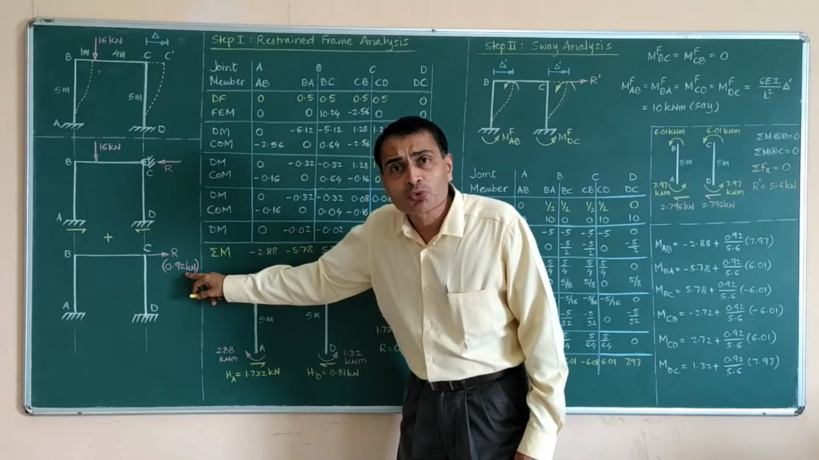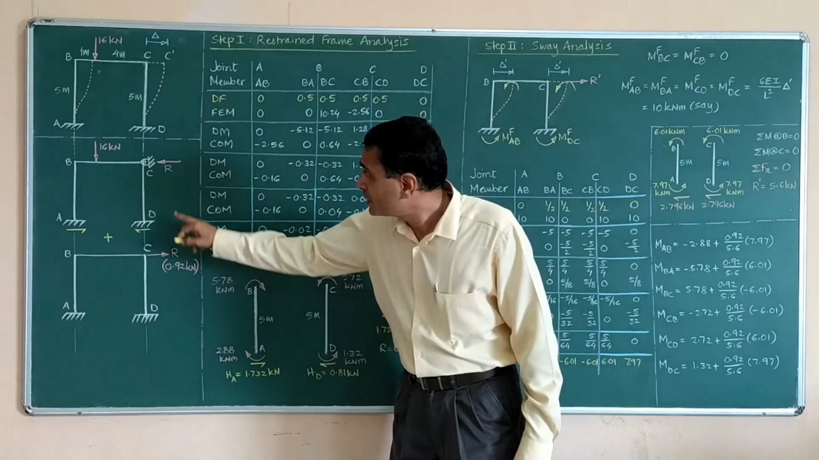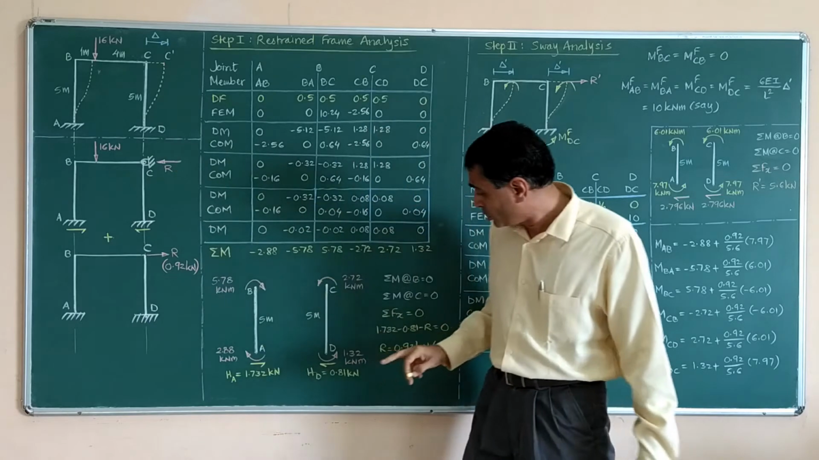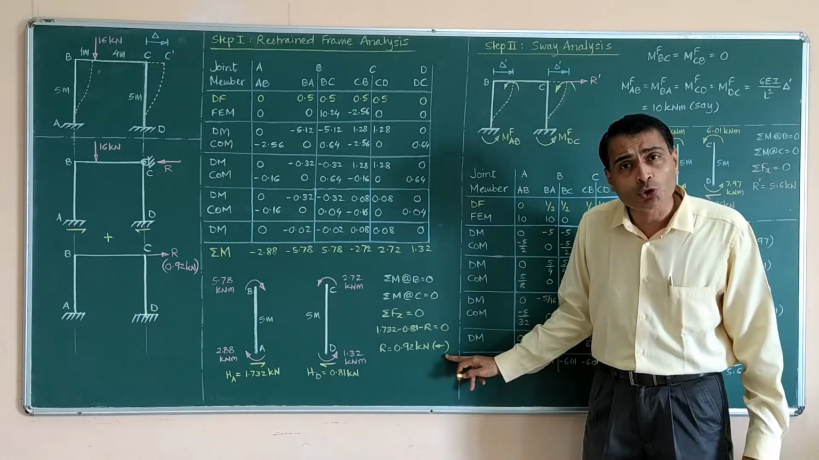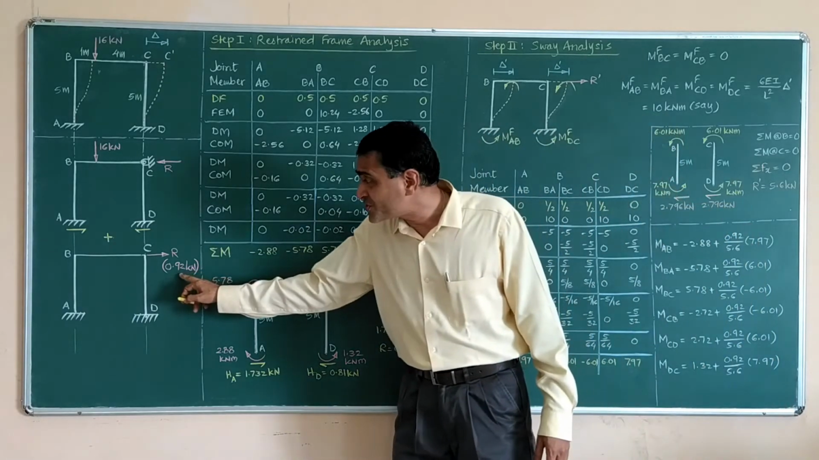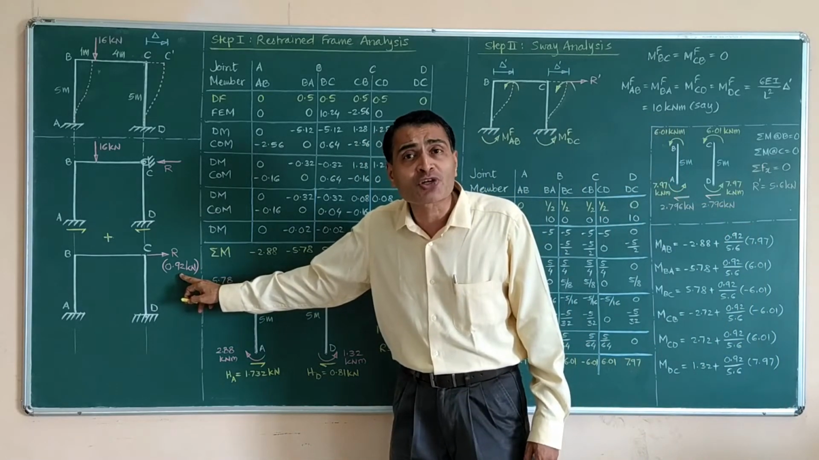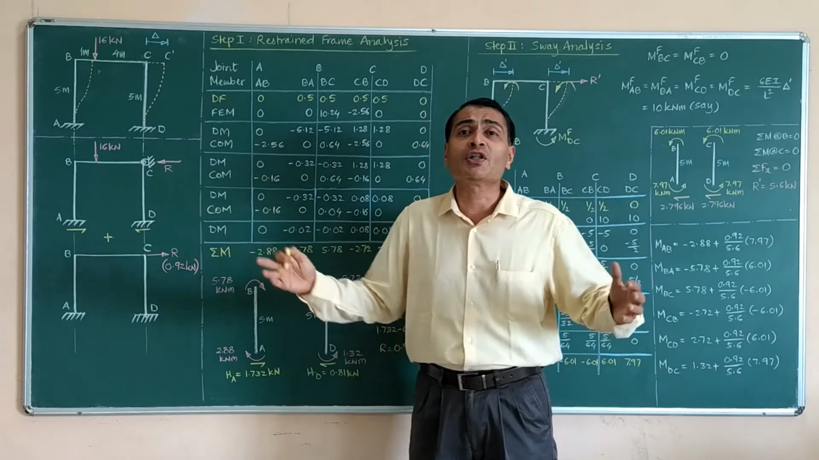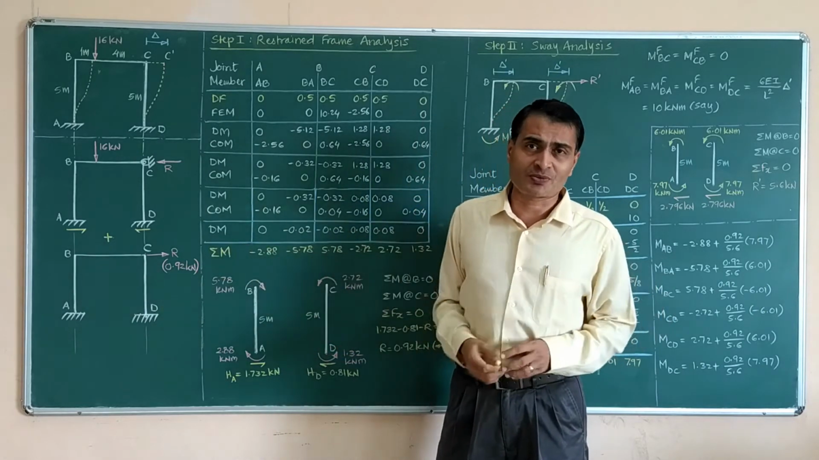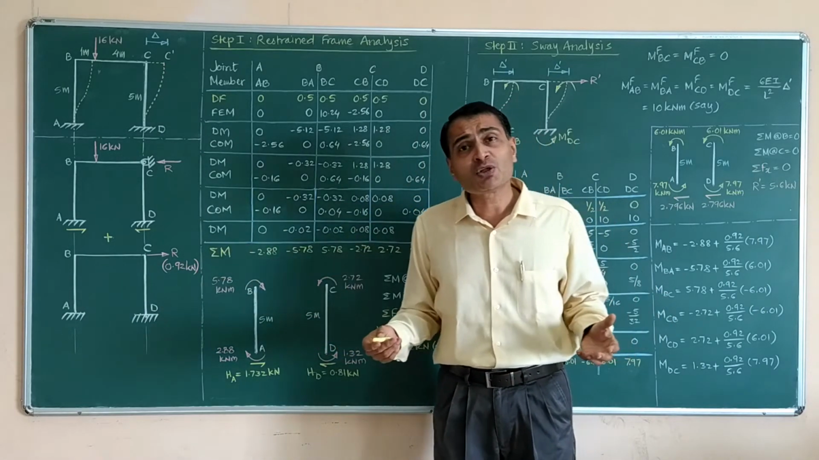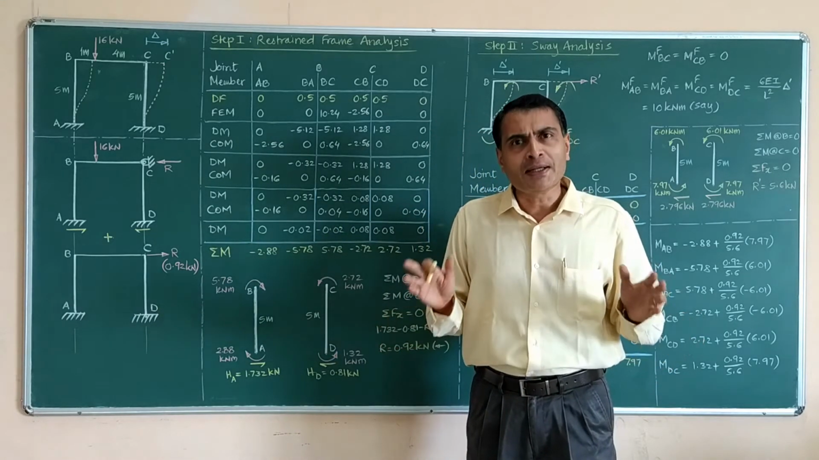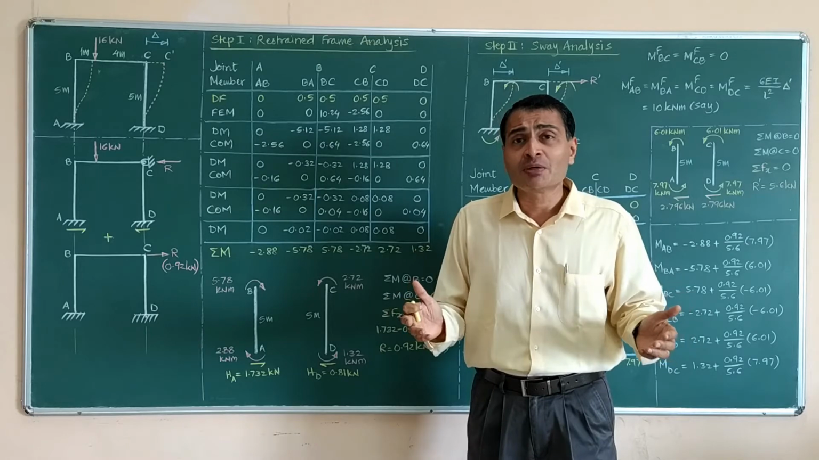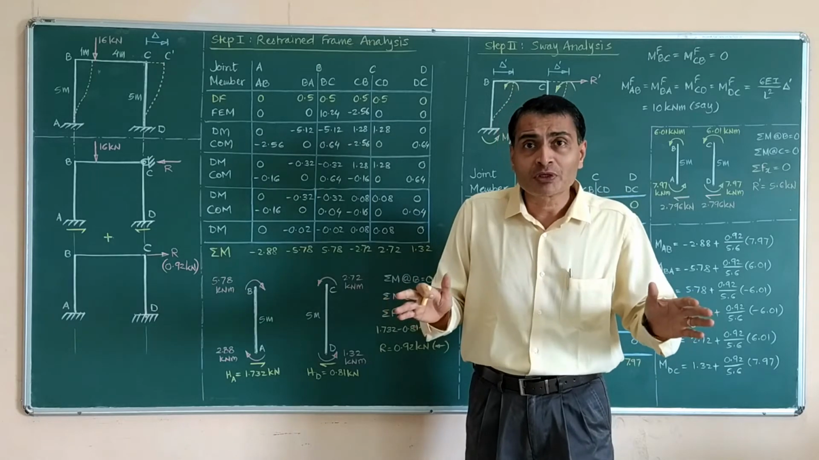We are solving now this second part. This reaction we found to be 0.92 kilonewtons, and so the same reaction, equal and opposite, I am showing here, 0.92 kilonewtons. Does that mean we are nearing the solution? No. Indirectly, yes, but directly, no.